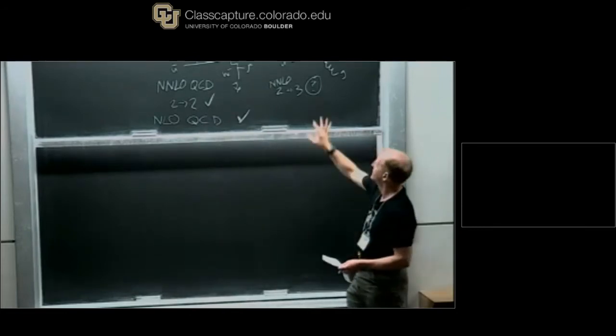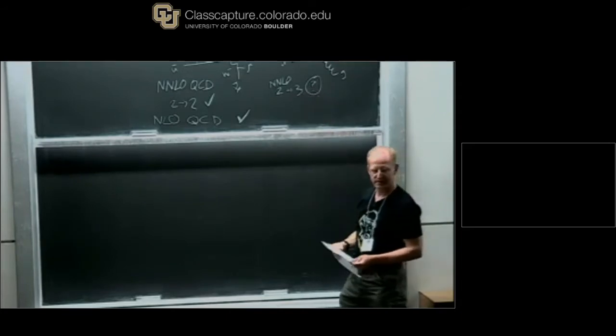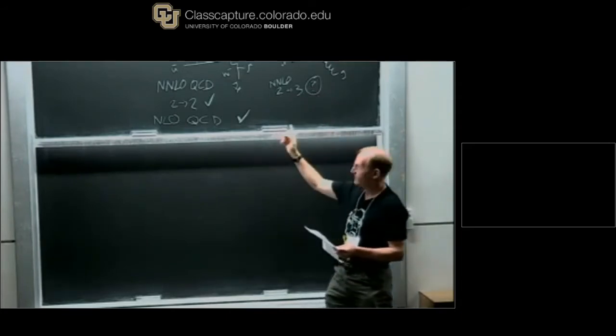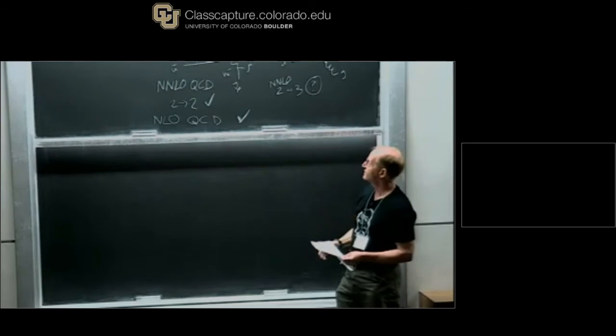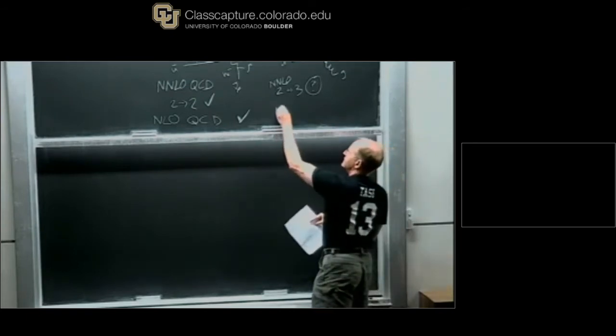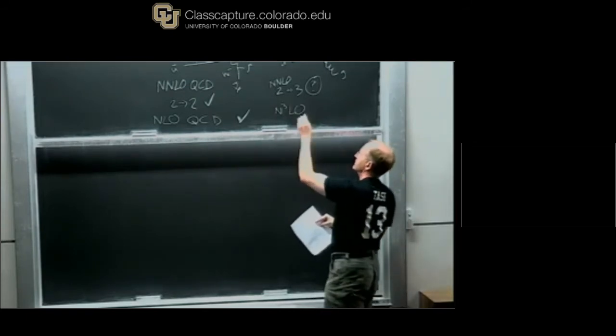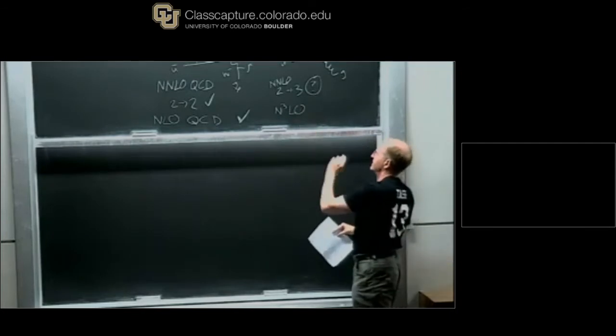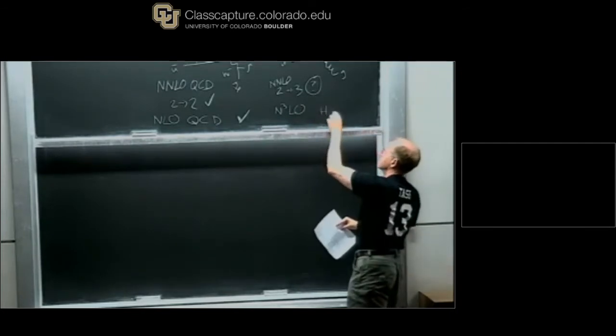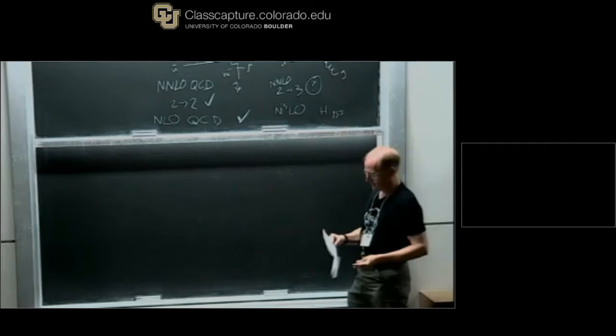And so the frontier is really trying to go to NNLO for processes like this, and in some rare cases, try to go to N cubed LO. There's only one process we really know at N cubed LO, and that's Higgs production.